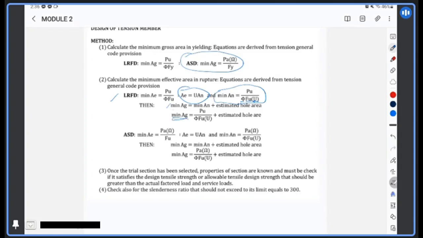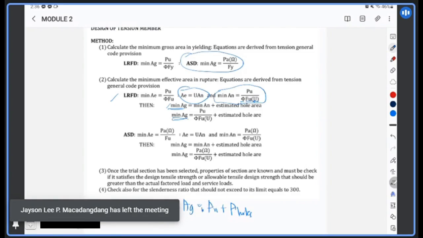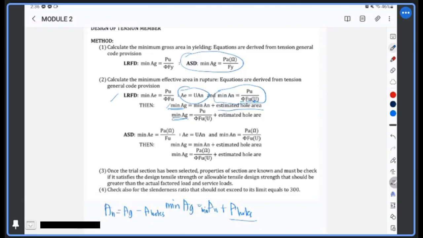And of course, for the computation of the gross area, we will look at that in the section properties class, in our section database. So the computation of net area is equal to the gross area minus the area of holes. So the gross area would then be equal to your net area plus the area of holes. If we are computing for the minimum gross sectional area, then minimum Ag is equal to minimum An plus the estimated hole area. That's the area of holes here. Don't get confused there.